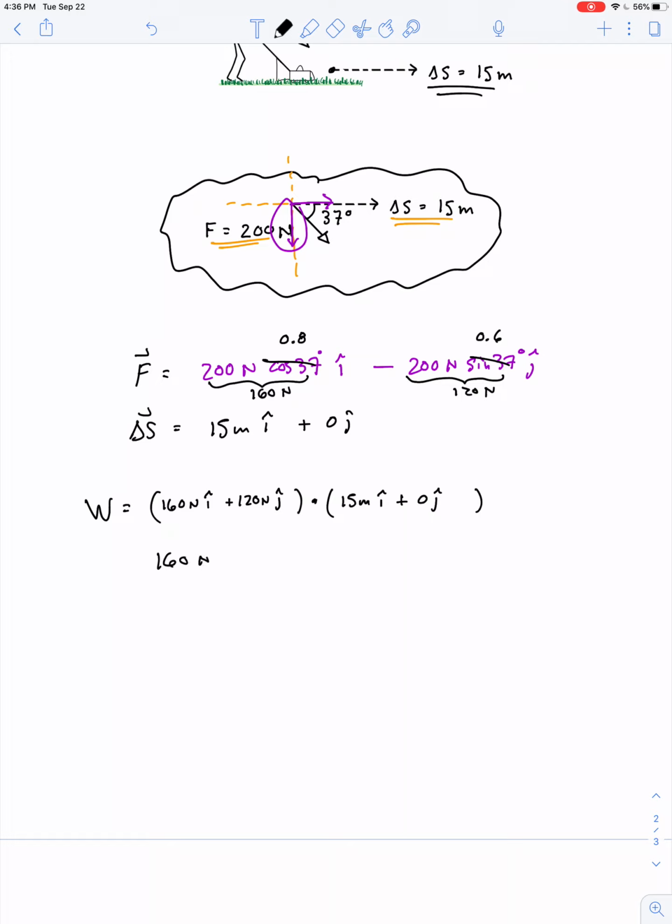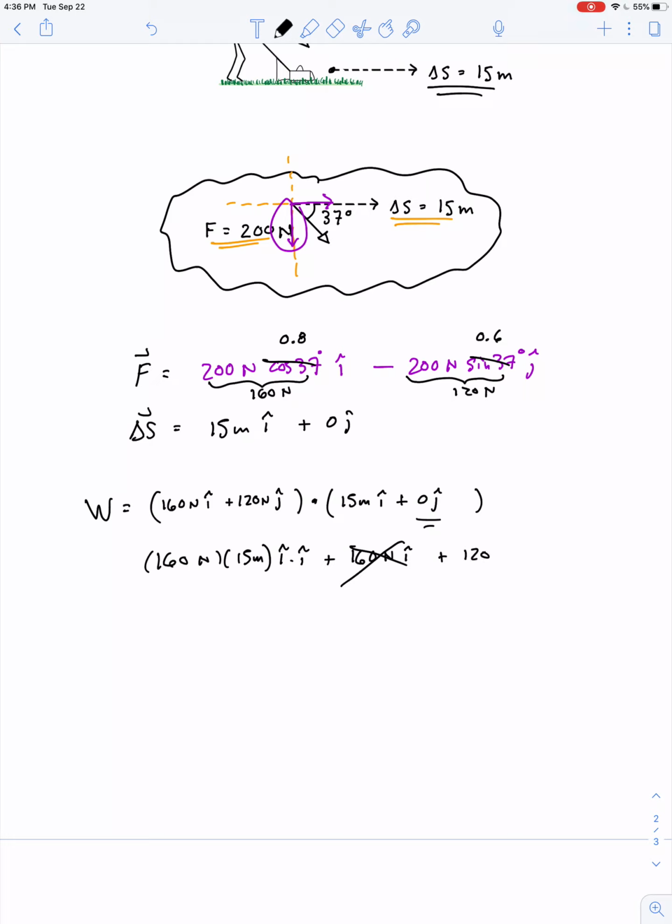160 newtons times 15 meters times i hat dot i hat. That's the first. And we have to do the outer. Well, that's going to give us 160 newtons i hat times 0, so no need for that term. Okay, then plus the inner.